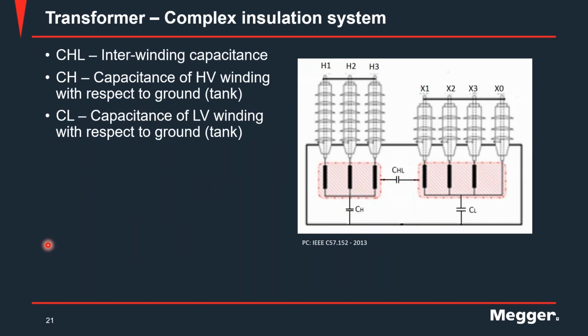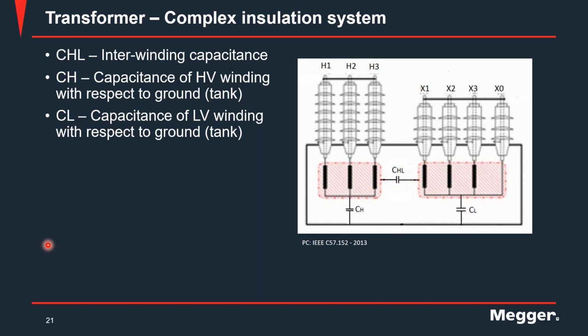Let's talk about the insulation system inside a transformer. A transformer can be called a complex insulation system, which means that it's made up of multiple insulations. Yes, it's actually more complex than what is shown here on the slide, but for the sake of the test, we can say that the system is made up of three capacitances.